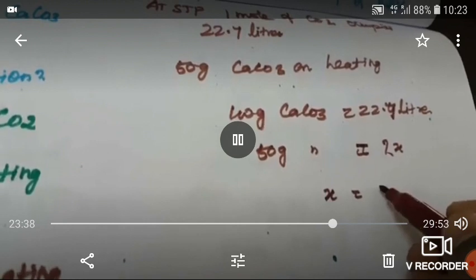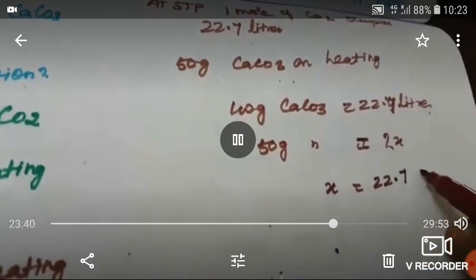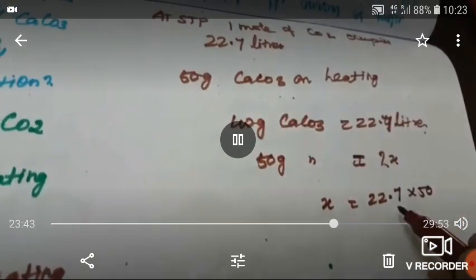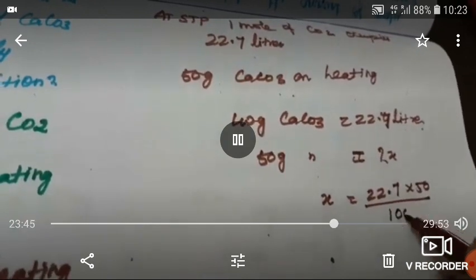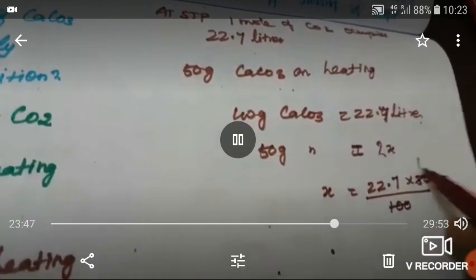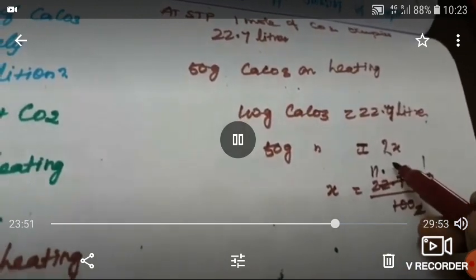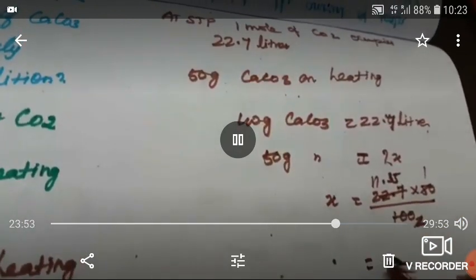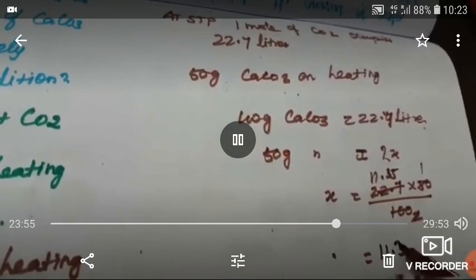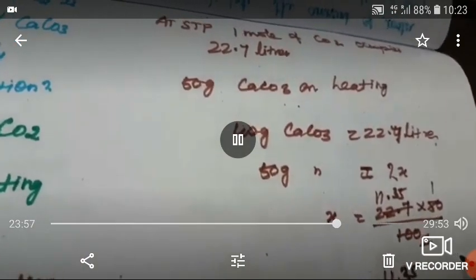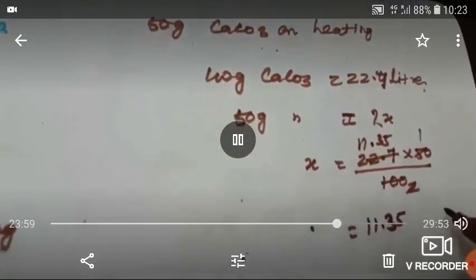So X is equal to 22.7 multiplied by 50 divided by 100. Okay, so that is the simple one. So X is equal to 11.35 liters. So the volume occupied is 11.35 liters.